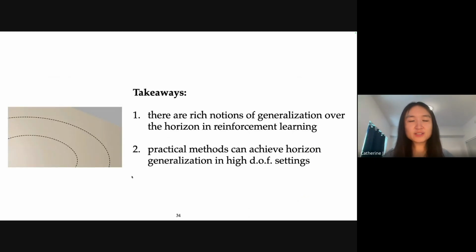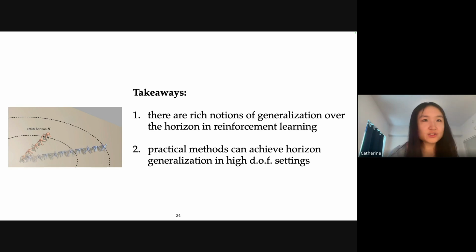Perfect. So just to summarize, there are rich notions of generalization over the horizon in reinforcement learning. And there are practical methods that can achieve this type of horizon generalization in really high degree of freedom settings. So that is the end of my talk on this horizon generalization work.